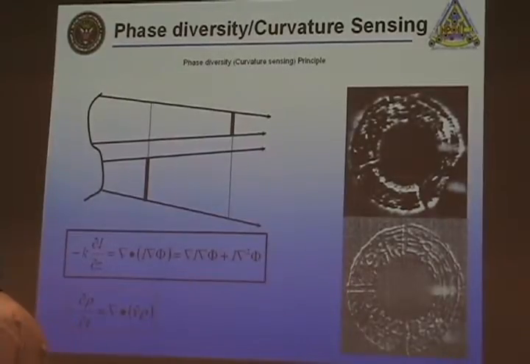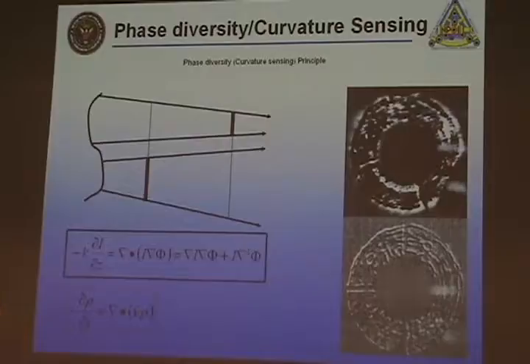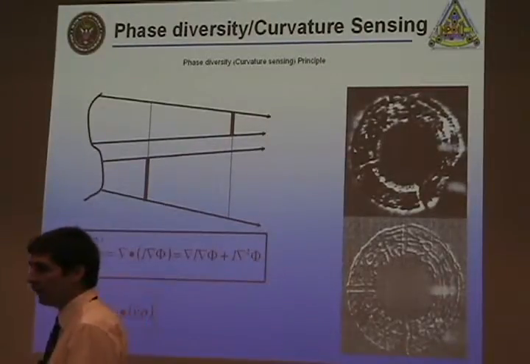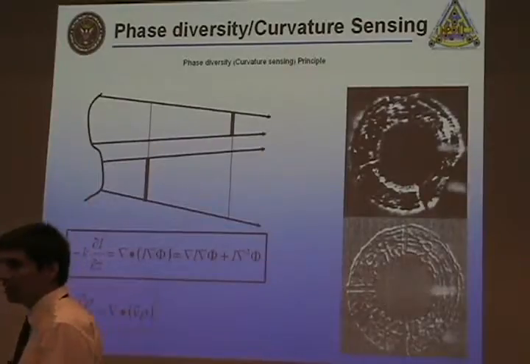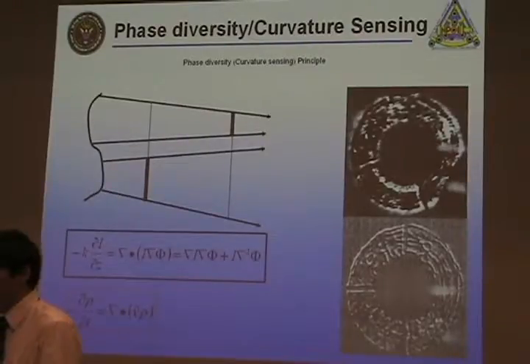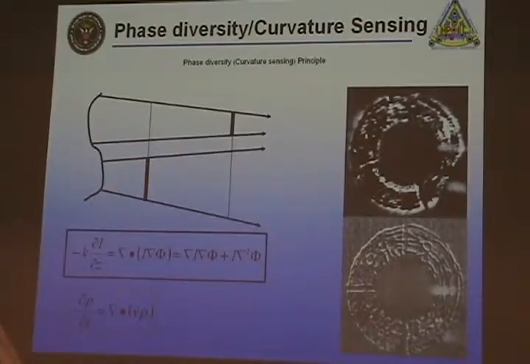So when you take the difference of those two different images, you get intensity differences, and those intensity differences basically tell you how the curvature is varying in your system. And from that, you can get an idea of what your overall wavefront is doing.